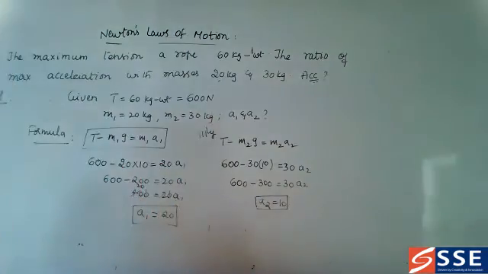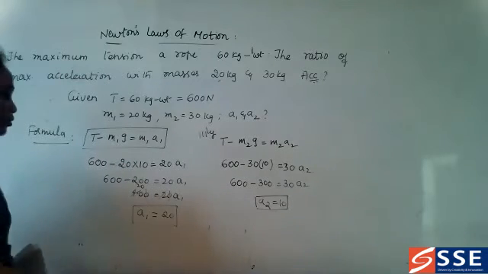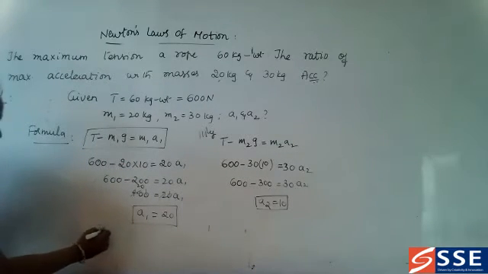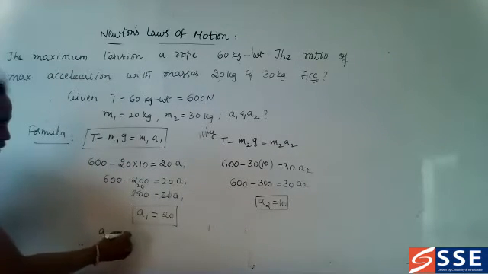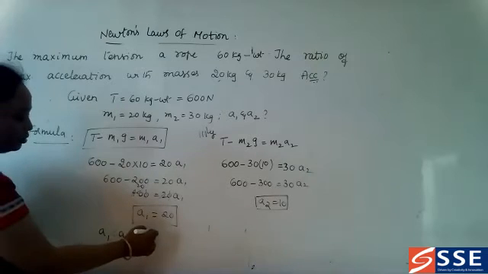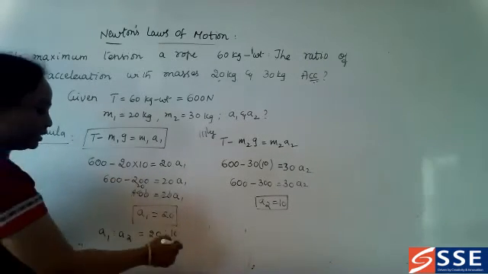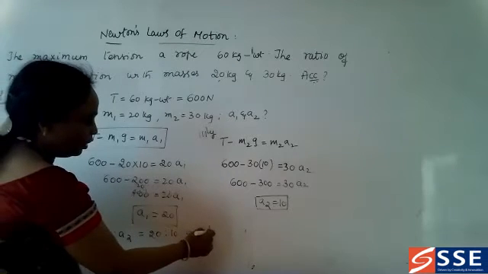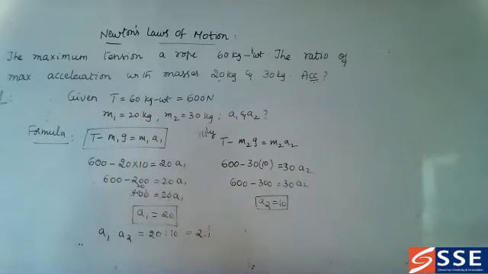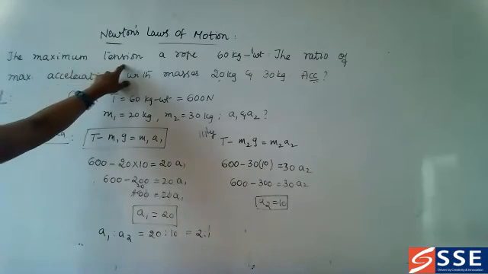So A1 and A2 we have calculated. Therefore, finally you have to write this as A1 is to A2 is equal to 20 is to 10, or you can write this as 2 is to 1. You can also write the answer for the acceleration. Now we have calculated the acceleration when the tension has been given.